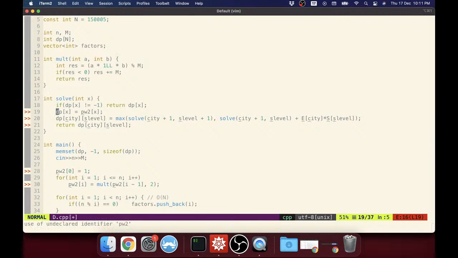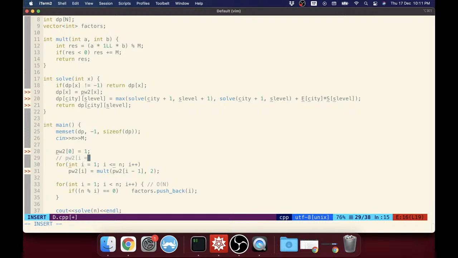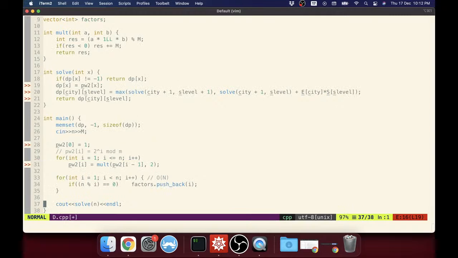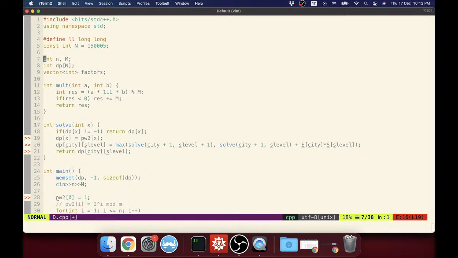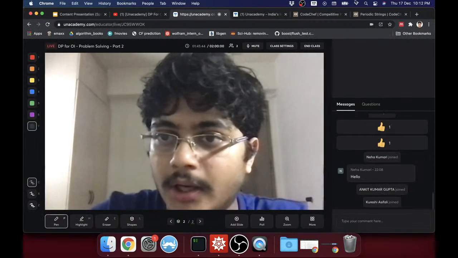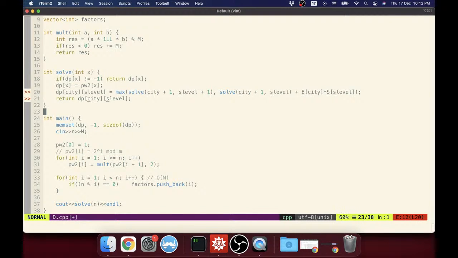That's the mult function. So once you have the mult function, you say pow2. pow2i just denotes 2 to the power i under mod n, right? And once we have this, I just keep on multiplying it with the previous guy to get the values correctly. Now the base case: pow2 of 2 to the power 0 is 1, and the modulo is at least 2, so under the modulo it doesn't affect.